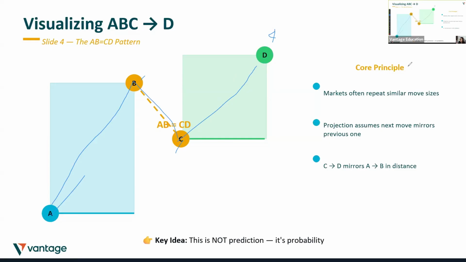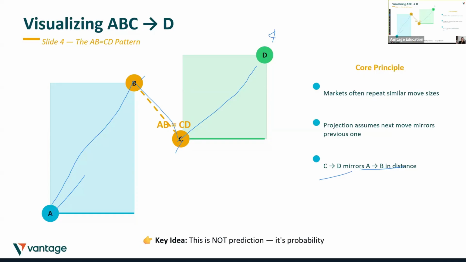The core principle for the projection is that the market often repeats a similar move size. Projection assumes the next move mirrors the previous one. C to D mirrors A to B in distance. What does that mean? It means the AB equals CD pattern. You get what I mean?